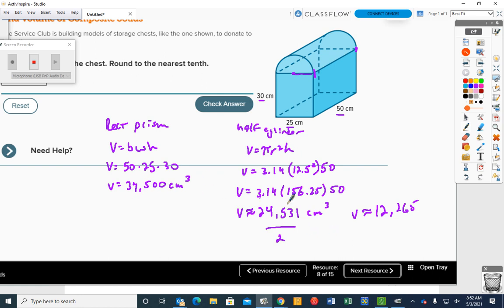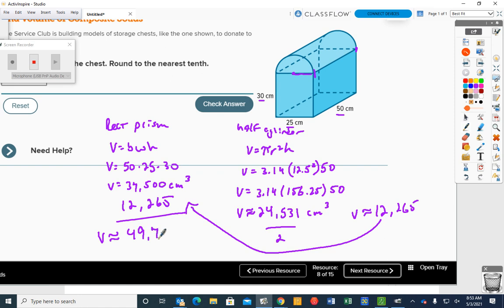Now what am I going to do? I'm going to add this to this, right? So we're going to add these together. I'm so confused. You add them, and we got about, the volume of this figure would be about 49,765 centimeters cubed. Okay? Do you see how I got that answer? Kind of confusing. Okay. All right, let's take a look.